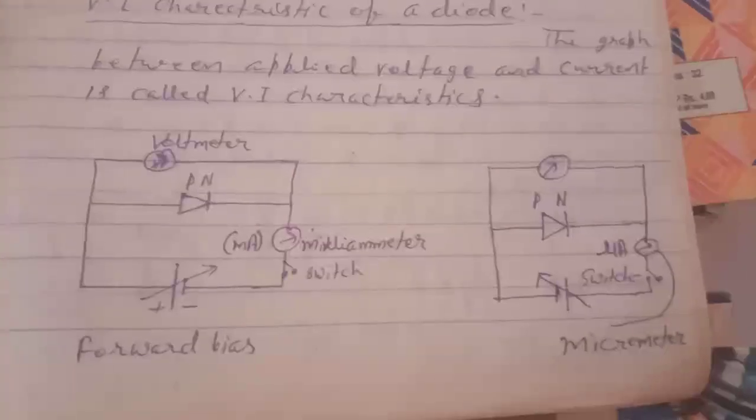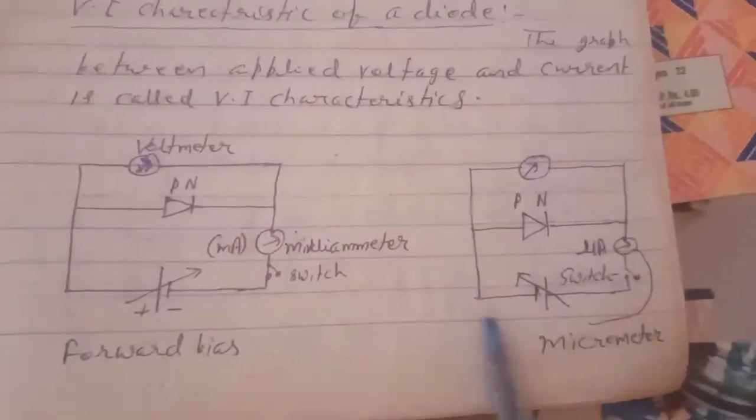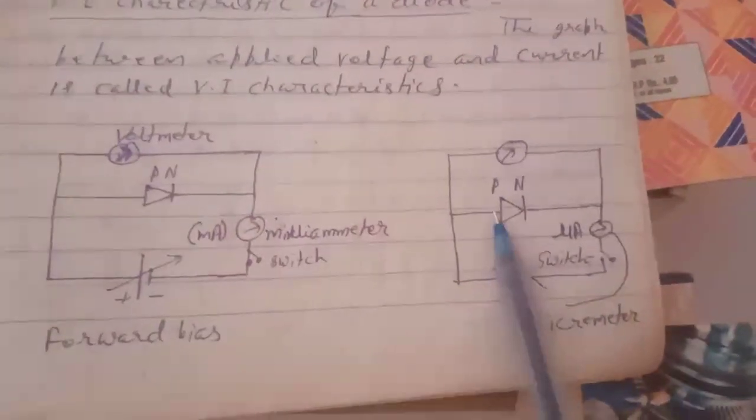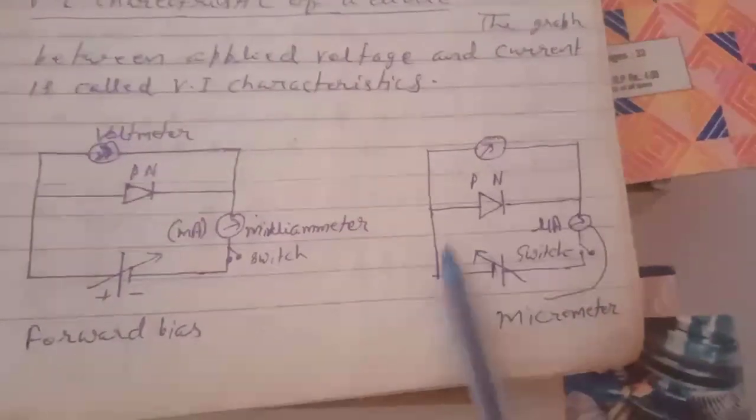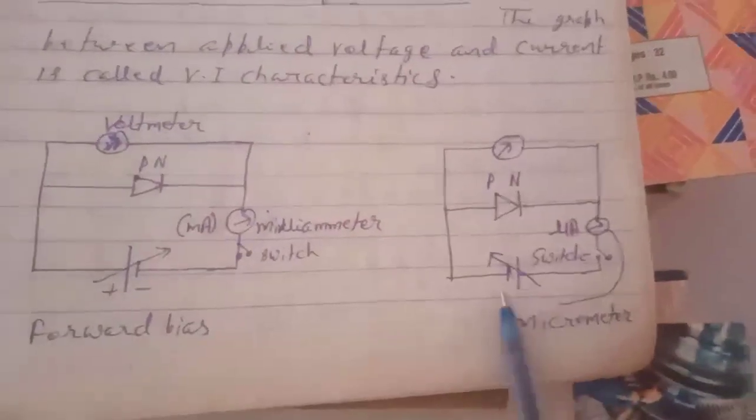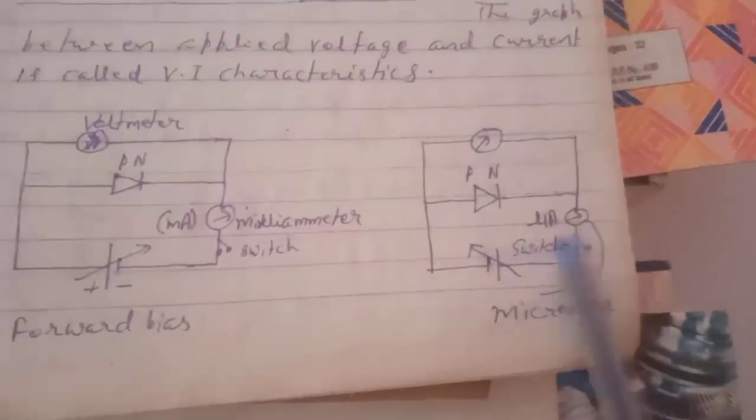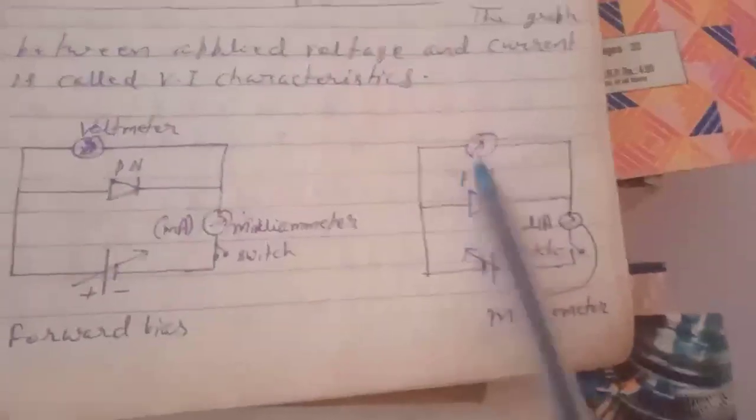And this is the case for reverse bias. Here the P side is connected to the negative terminal of the battery, and the N side is connected to the positive terminal of the battery. This is the microammeter, which measures the current in microampere, and this is the voltmeter.